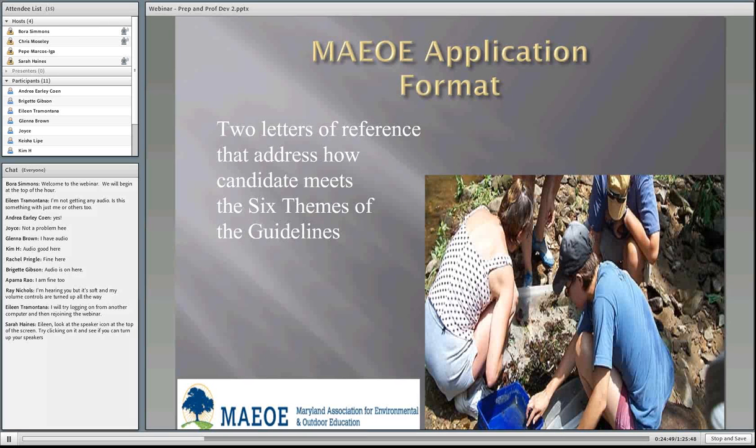And lastly, the applicants submit 2 letters of reference, and in the letters of reference, the people who are asked to write the letters are expected to address how the applicant is meeting the 6 themes that are in the guidelines.